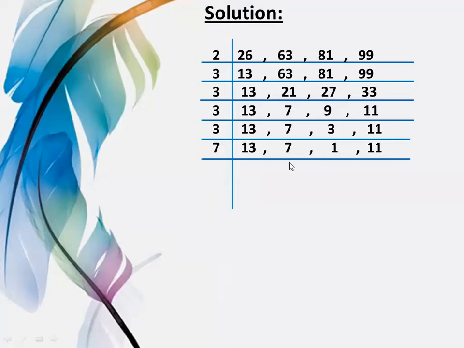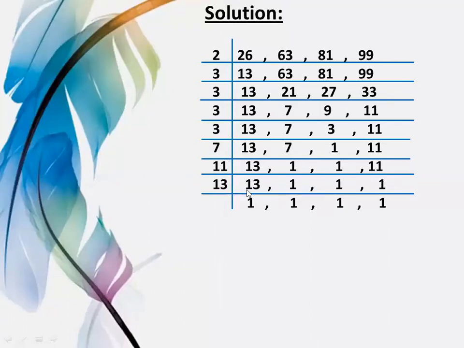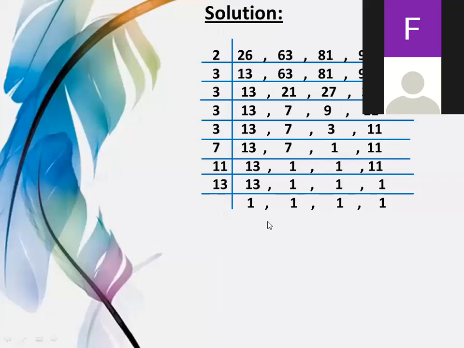So in the next step, we will divide this 7. 7 into 1 will become 7. You will copy 13 as it is, and 11, and your co-prime number, that is 1. Now in the next step, divide this 11, and 11 into 1 will become 11. In the last step, you will divide 13 by 13. 13 into 1 is 13. You stop when you get all co-prime numbers in the last row.